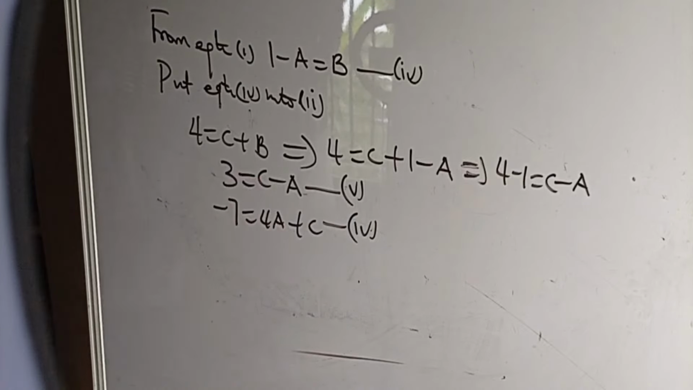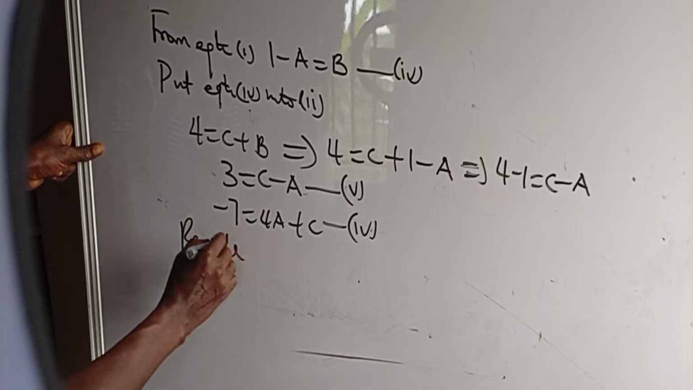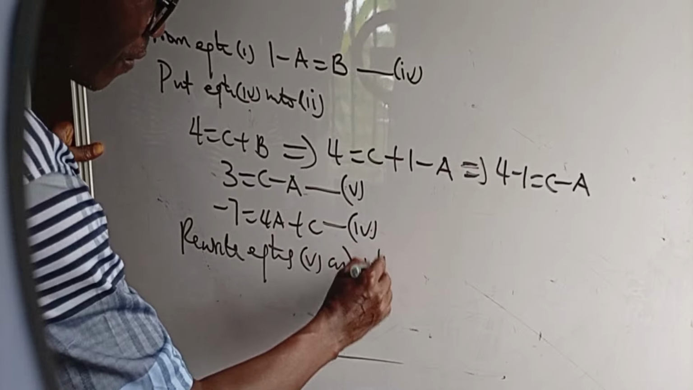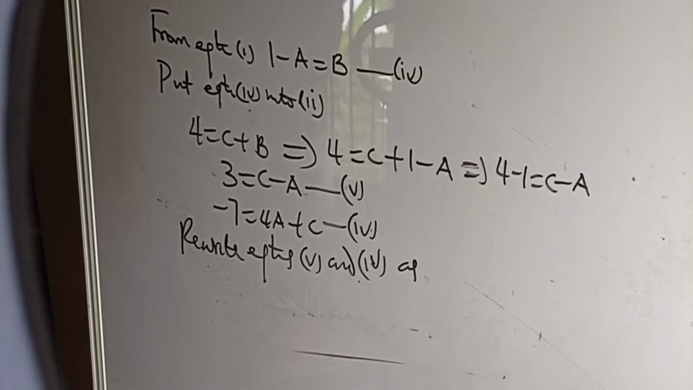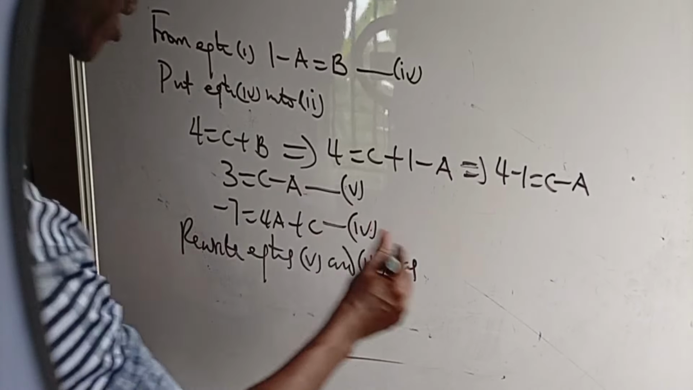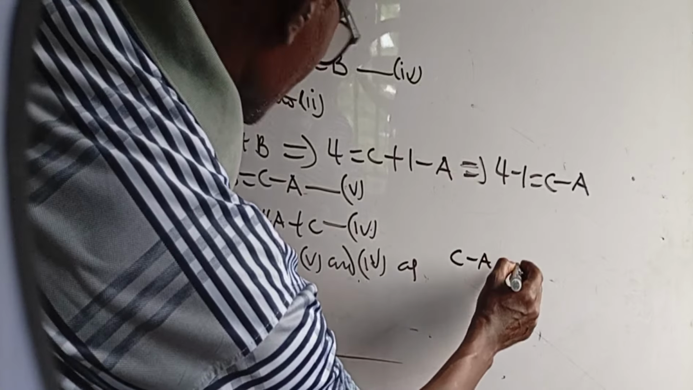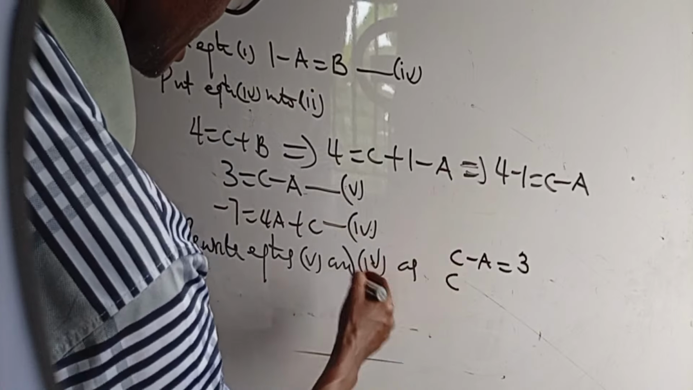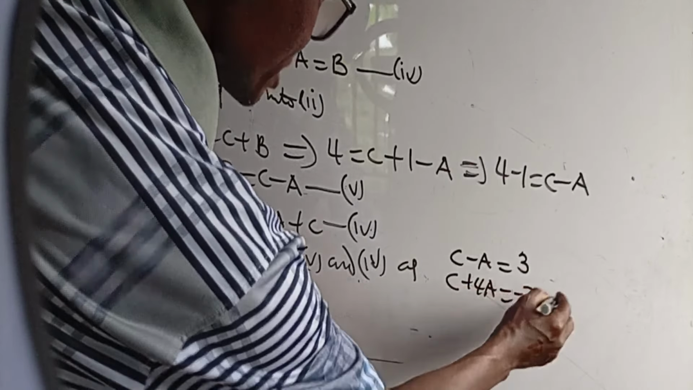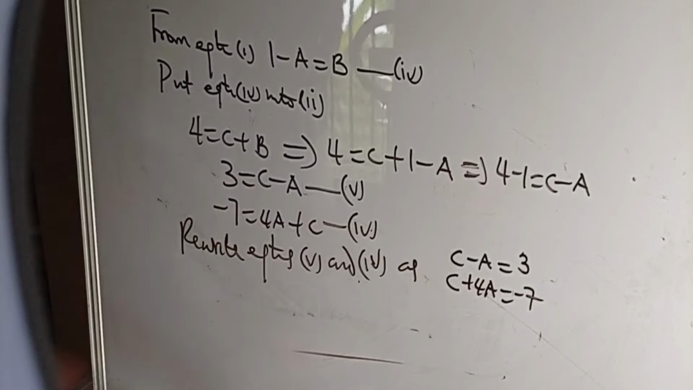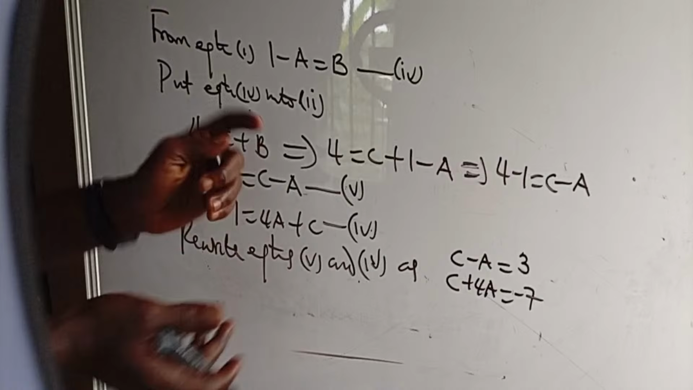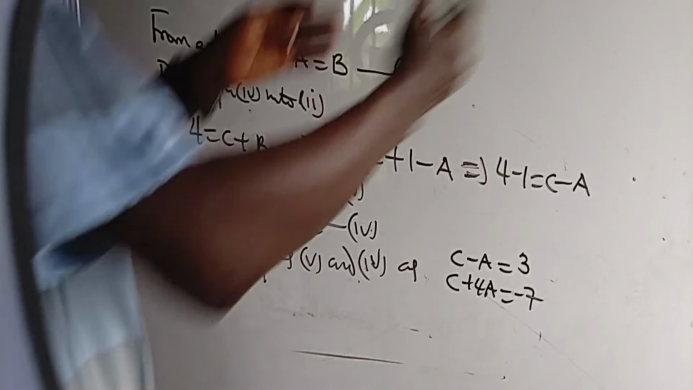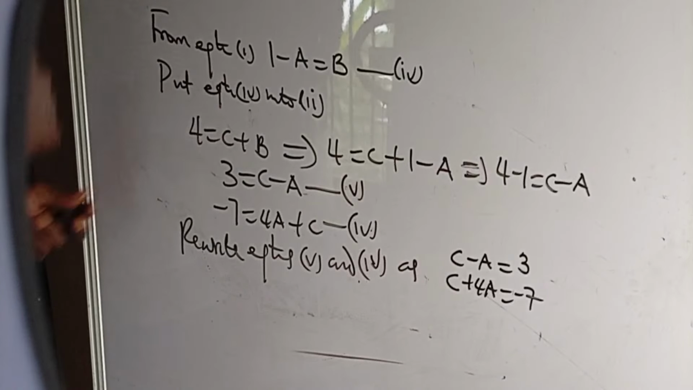So now let's rewrite equations 5 and 4, so that it will be easier for us to work with. Equation 5 is C minus A equals 3, so C is coming up as the first element. Equation 4 will be C plus 4A equals minus 7. If I write C first, my elimination will be easy. Are we together? I just rewrote, I didn't change anything. When you take everything from the left to the right, the sign will change. But when you are just rewriting directly, there won't be any problem.